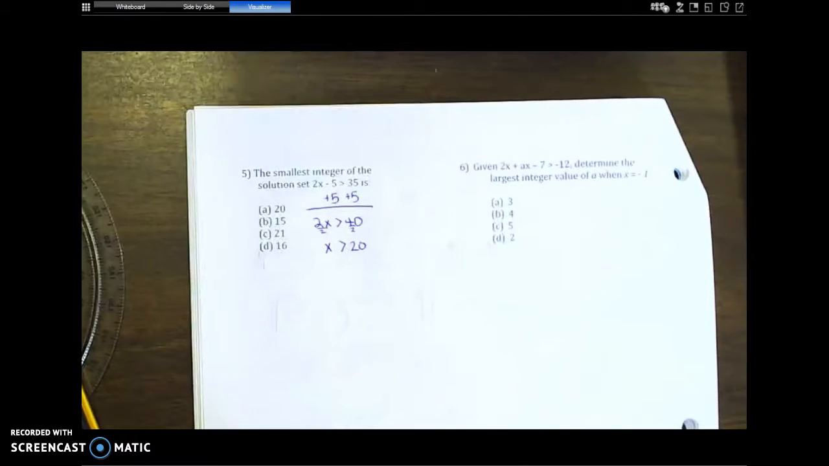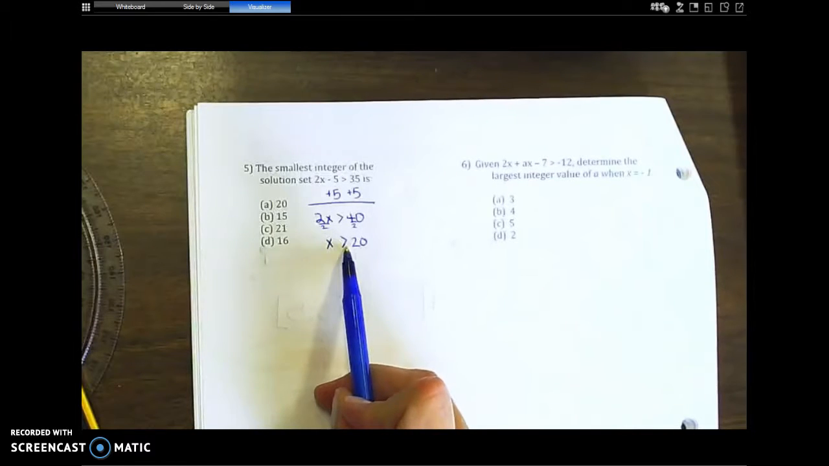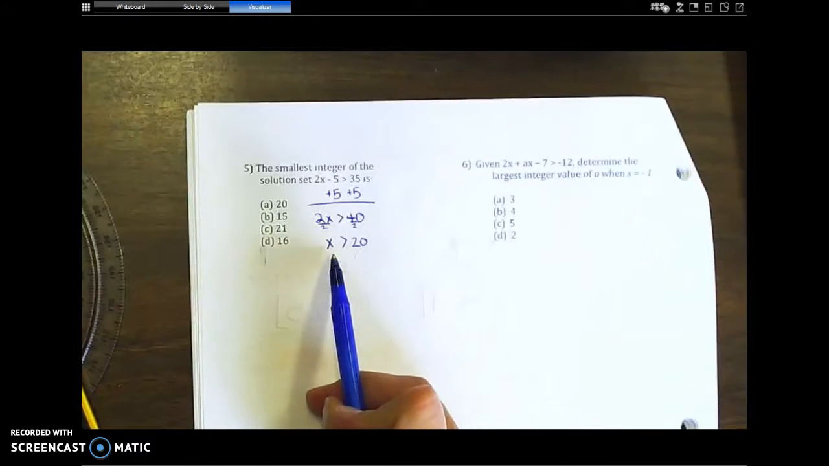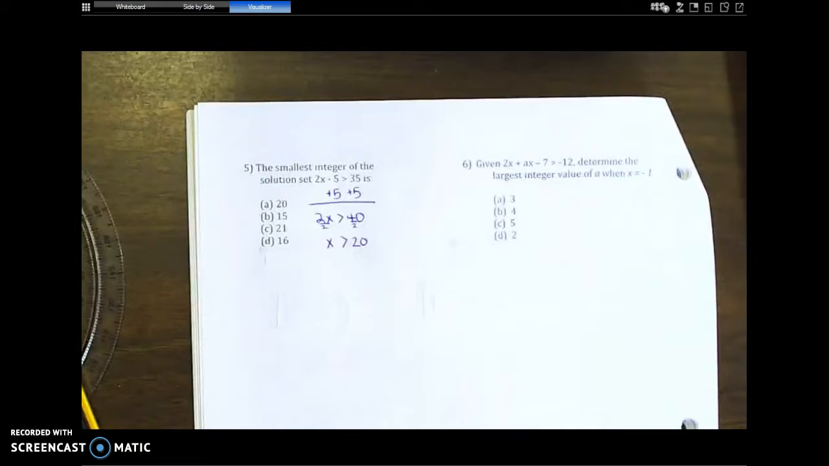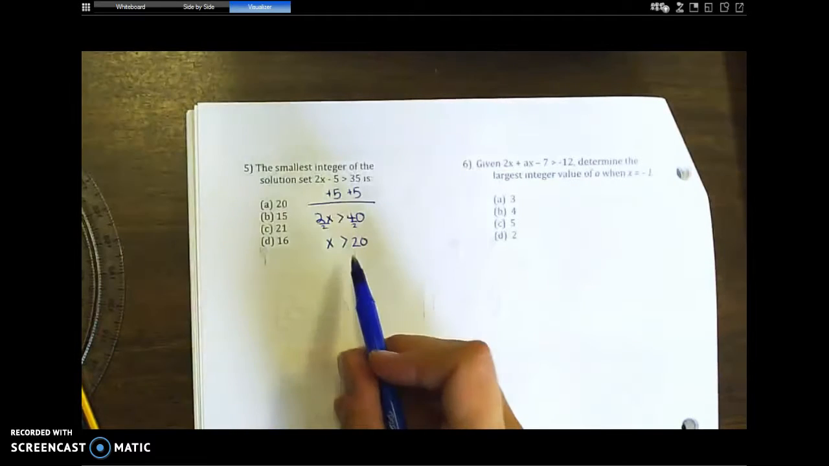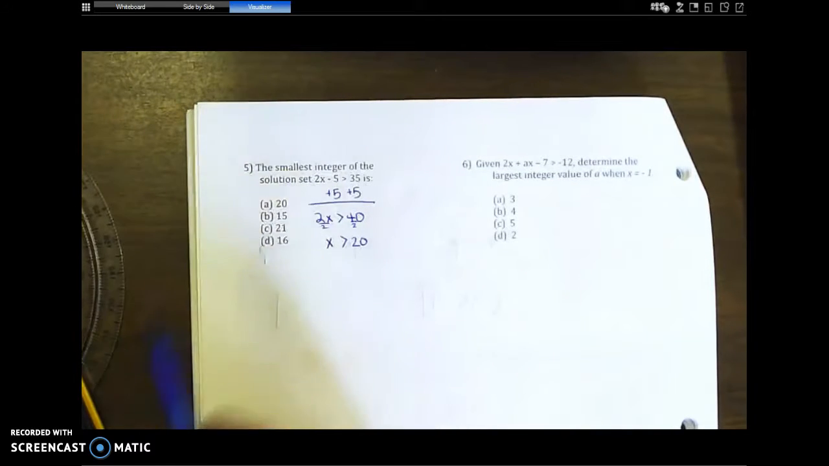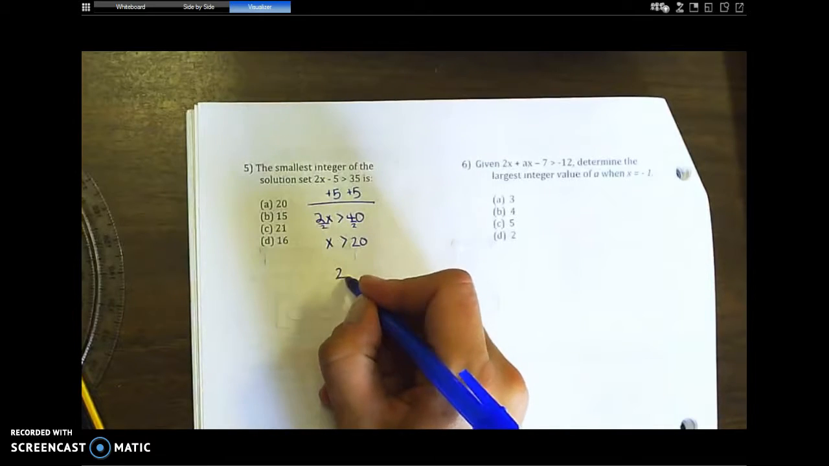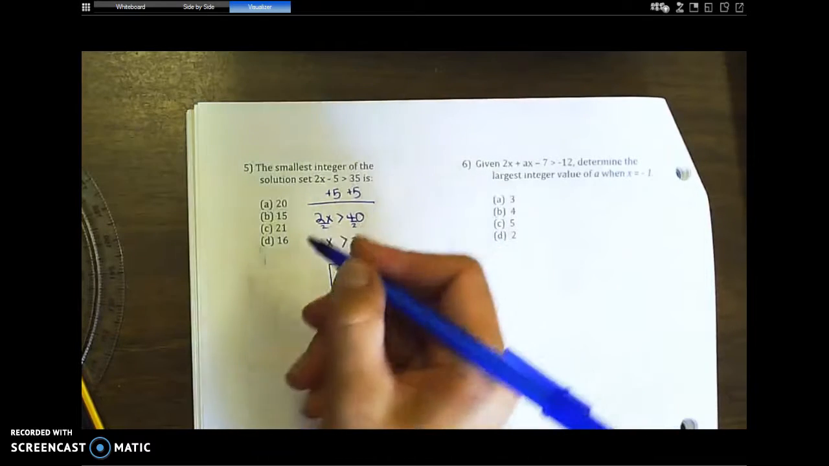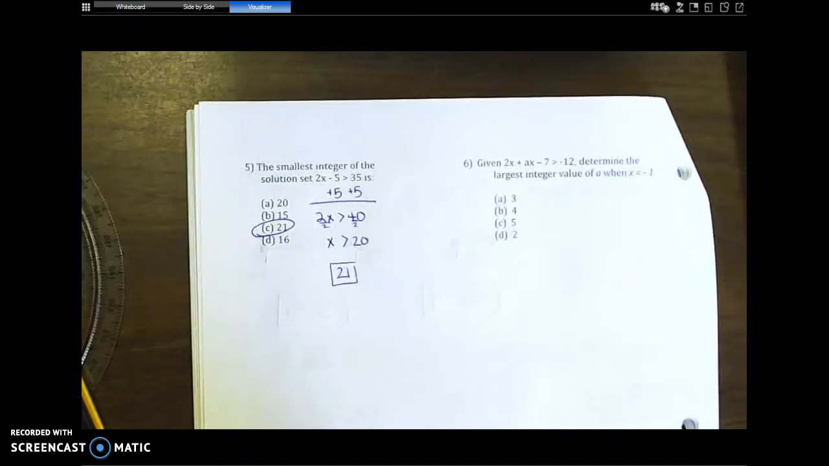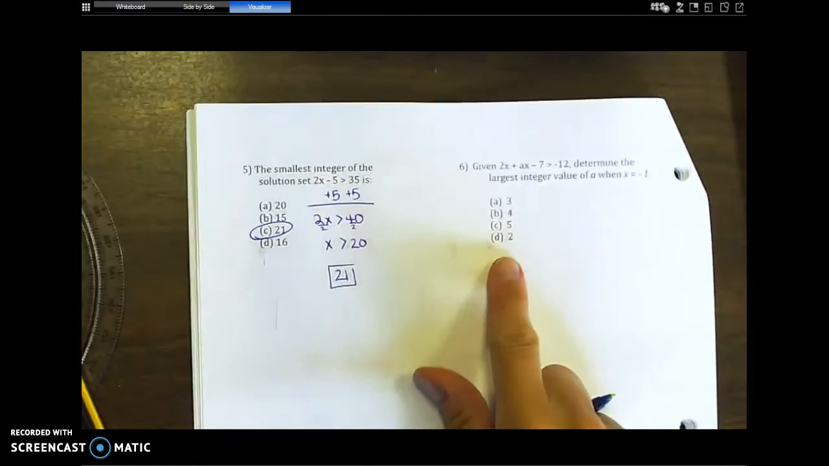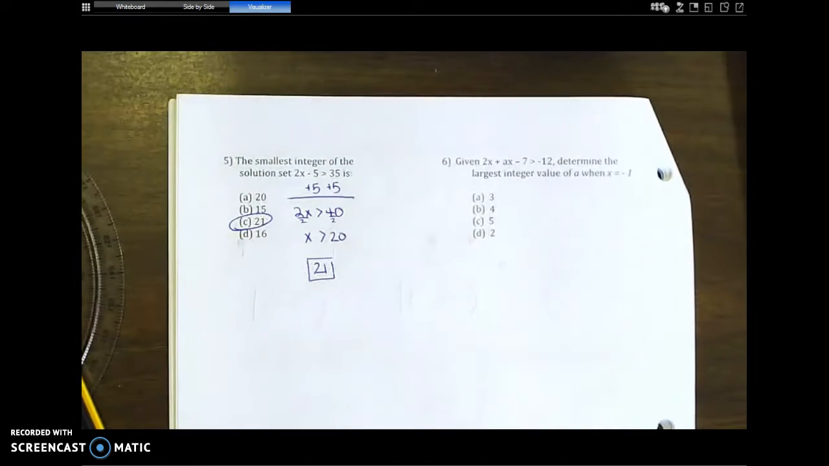Now careful, x has to be greater than 20. So is x allowed to be equal to 20? Nope, it has to be greater than. So what's the smallest integer that it could be? It would be 21, which would be choice C. Okay, next up, let's go take a look at number 6.